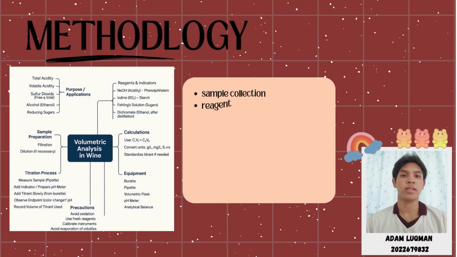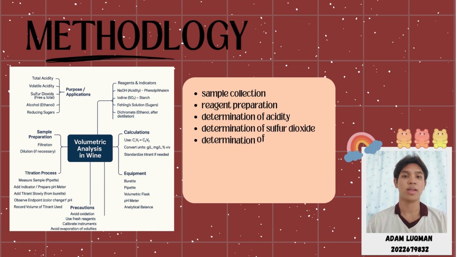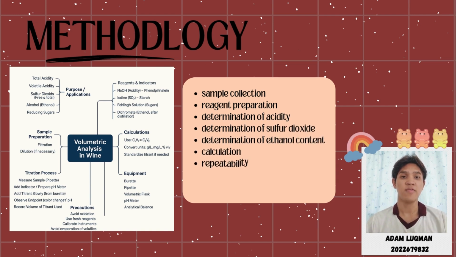Volumetric analysis in wine is a simple and useful method to find out the amount of different substances present in wine. It helps measure total acidity, volatile acidity, sulfur dioxide, and alcohol content. Before doing the test, the wine sample is usually filtered to remove any solids and may be diluted with water if needed. The process of titration involves measuring the wine using a pipette, adding an indicator, or using a pH meter, and slowly adding a titrant from a burette until there is a color change or a change in pH. This change shows that the reaction is complete and the amount of titrant used is recorded.